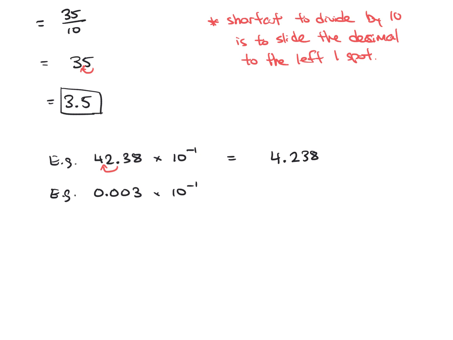So if we follow that shortcut again, slide the decimal point over one spot to the left. So now we equal 0.0003. That is the correct answer. Sometimes mathematicians don't like reading numbers like that, so they will put an extra zero before the decimal point. It does not change the number itself, but it makes it easier to read. Okay, so that's multiplying by 10 to the negative 1.